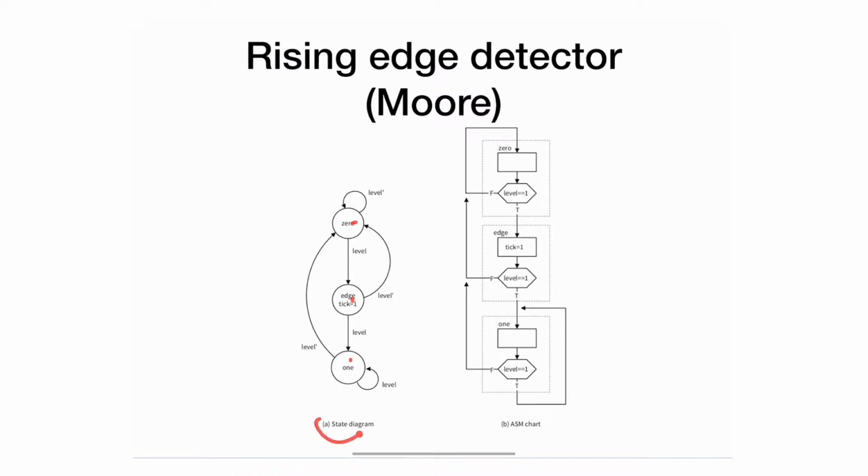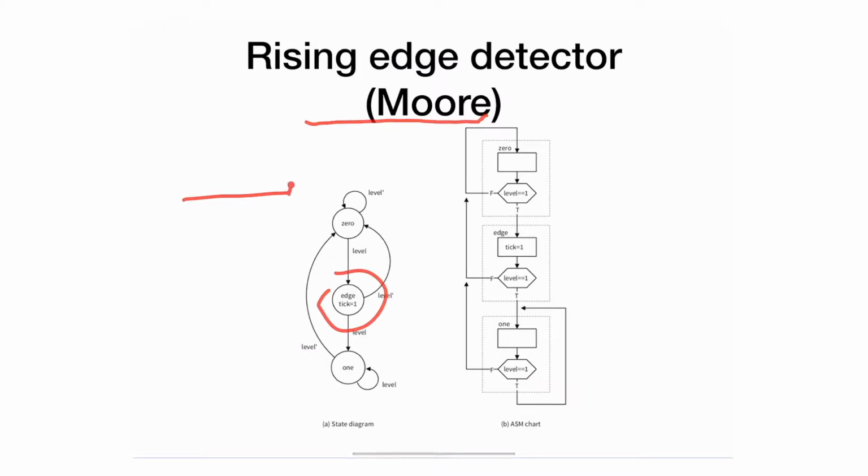Here's the state diagram and the ASM chart. You can read either of them. I'll explain it using the state diagram. In the state diagram, you can see that I have 3 states. One is called 0, which tells me that the signal has been at 0 for quite some time. I also have another state called 1, which tells me you have been at 1 for quite some time. And I have another state, the one in the middle.